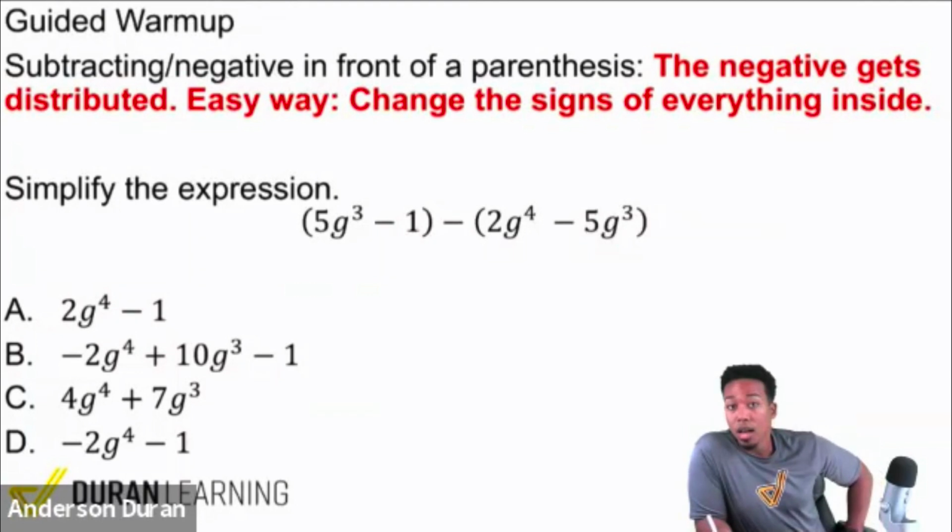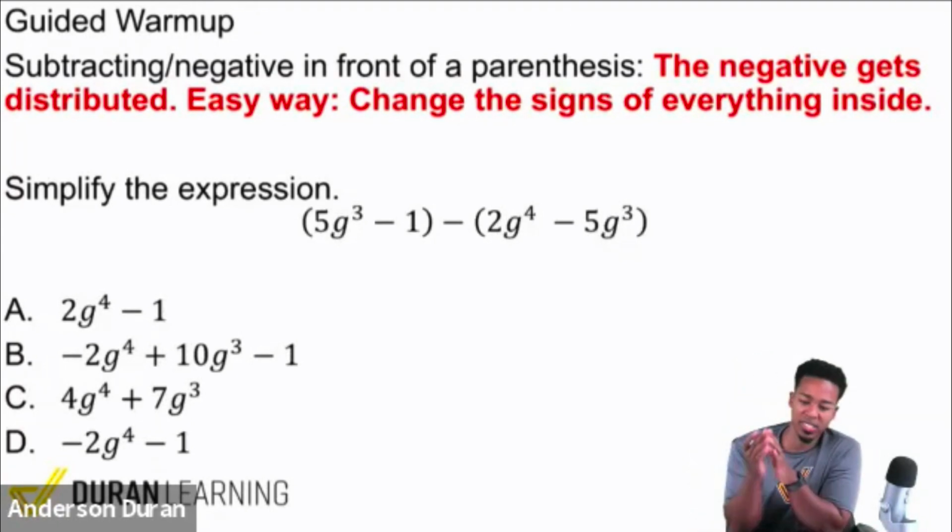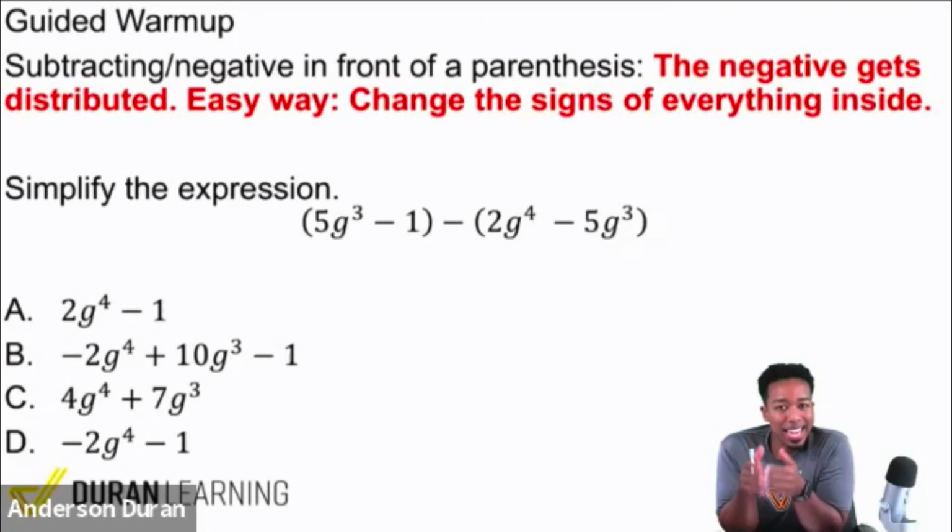So again, in the red that you see right up there, that's something that you might want to write down for sure. So here's what's happening when you're subtracting or you have a negative in front of a parentheses. The negative gets distributed. And the easy way to think about it, like a lot of people were saying before, because they've been to my classes, is change the signs of everything inside. That's it.